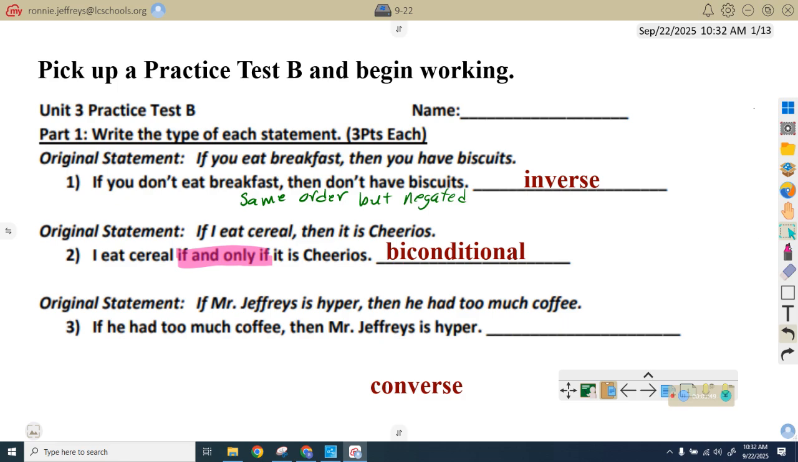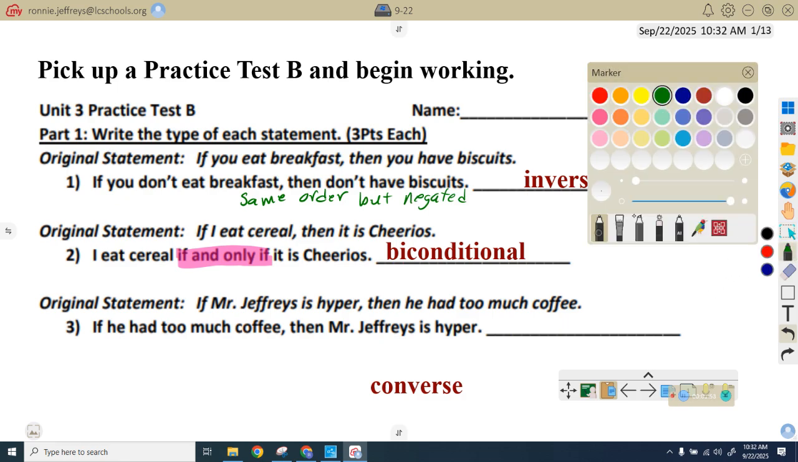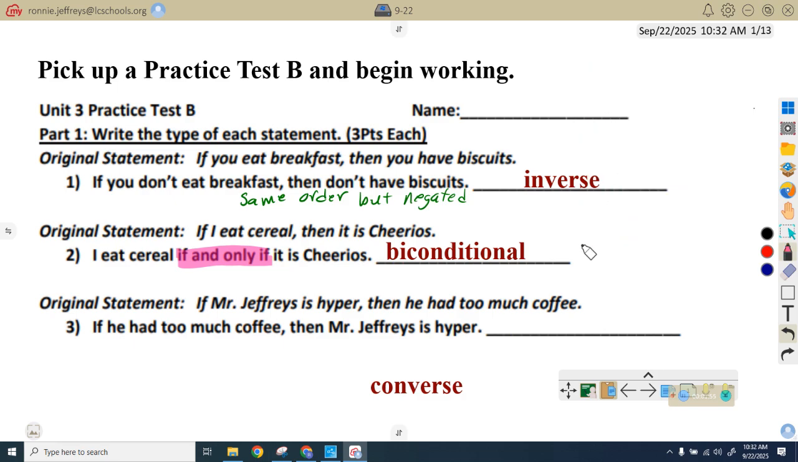A biconditional, a little note here, contains if and only if. It has those words in there.